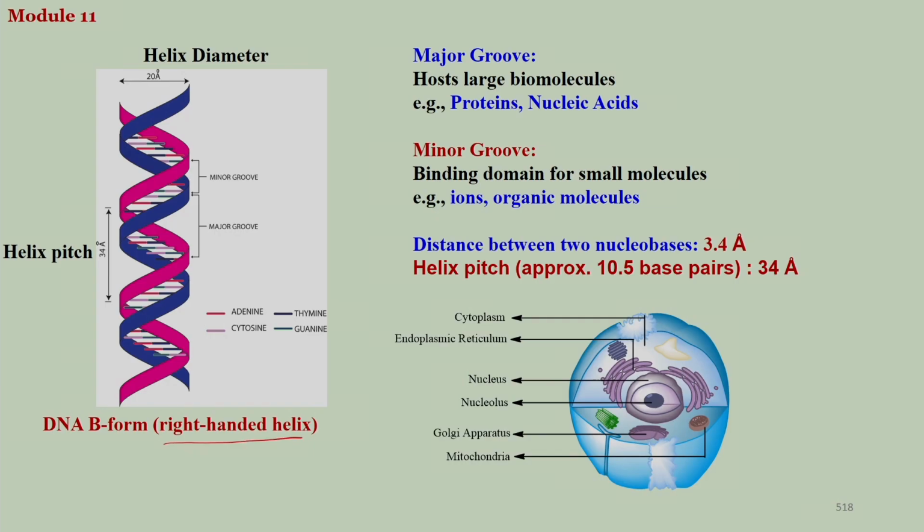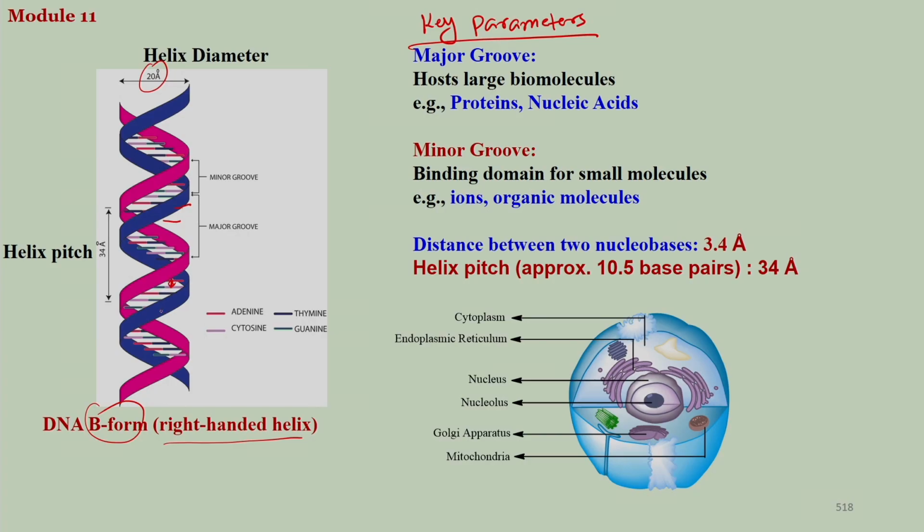The key parameters or features of a double helix DNA, or we call it the B form of DNA, is that the diameter of the helix is 20 angstrom. The distance between two nucleobases, so nucleobases are perpendicular to the helix axis. So, here is one nucleobase, here is the other nucleobase, as it is given here.